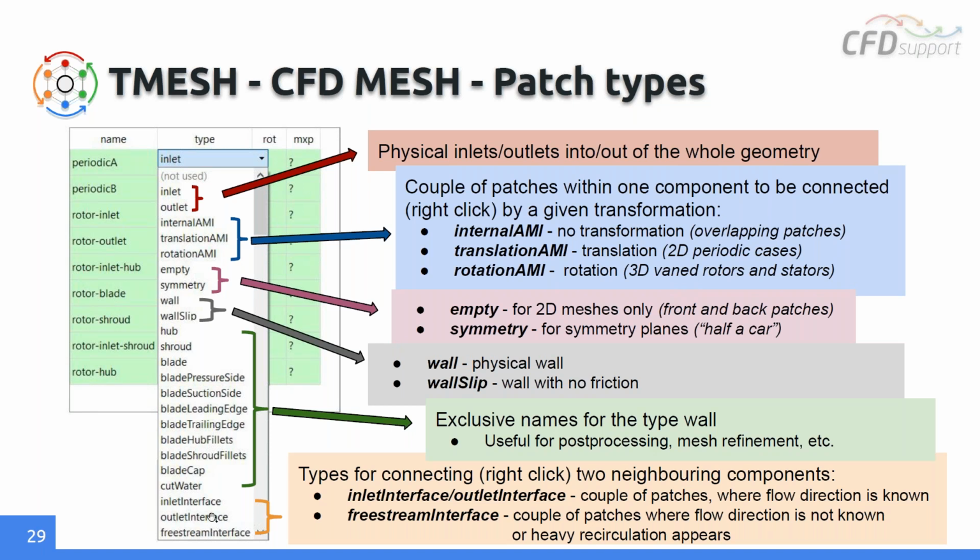And for the connection of components, there are interface types: inlet interface, outlet interface, and free stream interface. What is the difference? Inlet and outlet interfaces define the interfaces where the flow direction is known. If it's the outlet from a pipe, that is definitely an outlet interface, because the flow goes in the outlet direction. The free stream interface is for those connections where the flow has no specific direction. For example, if you have an open impeller enclosed in a cylindrical shape as one STL, there is no obvious part where the flow goes out and where it goes in. For such types of boundaries or interfaces, the free stream interface should be used.